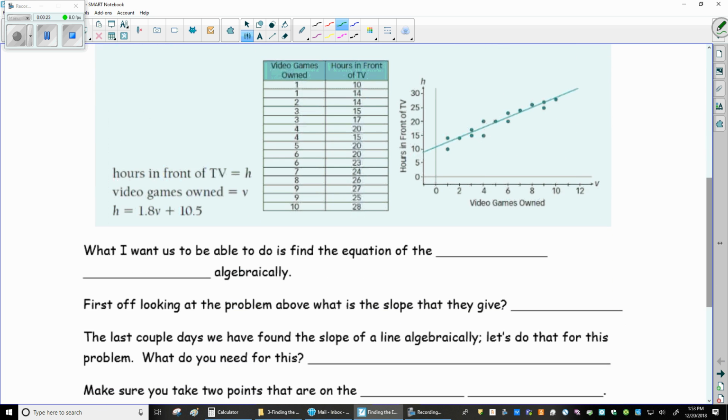What I want us to be able to do is find the equation of the trend line thing that we talked about algebraically. Now, the trend line, they actually gave to us on here. So we're going to see if we can get our answers close to what they got. So just by looking at that, what was the slope that they got? They actually use some technology or something like that to find the slope and the y-intercept. So the slope is 1.8.